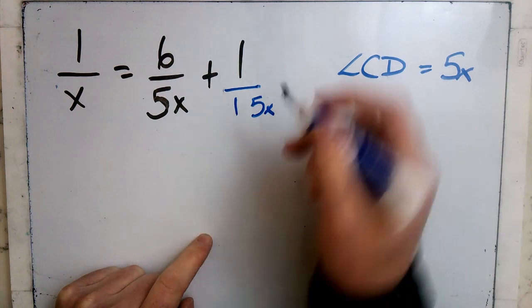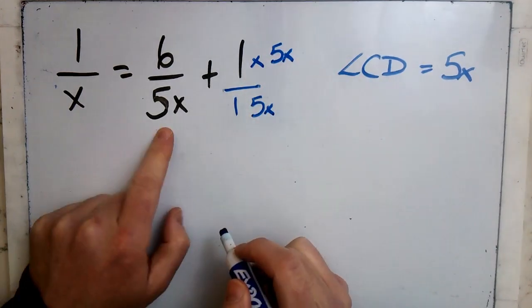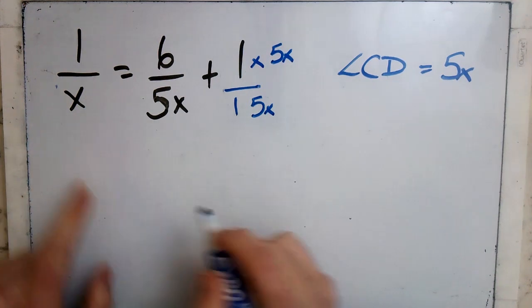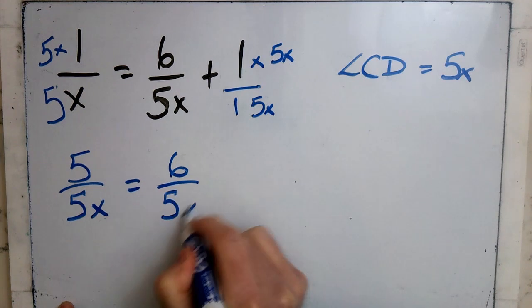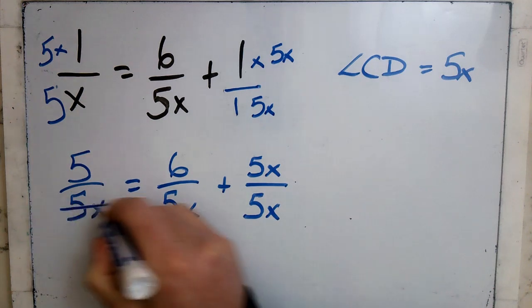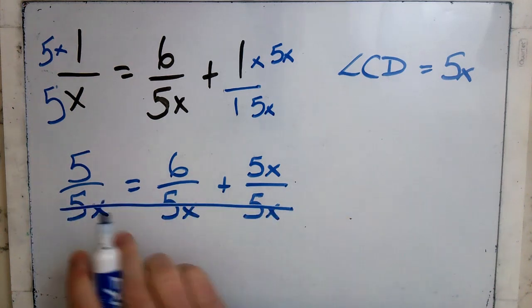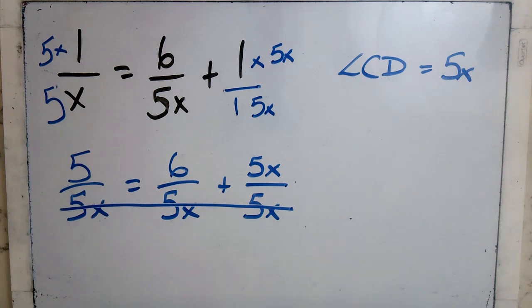So it's an invisible 1 times that. This one times 5x. This one needs nothing, and this one needs a 5. So this way, common denominators. Now, a shortcut, I know that I can get rid of them. This only works when there's an equal sign and everything has a common denominator.